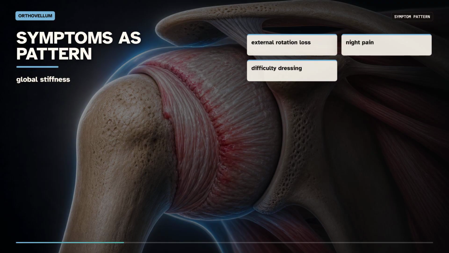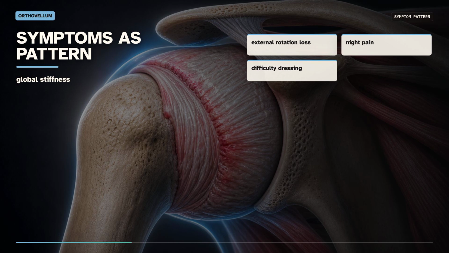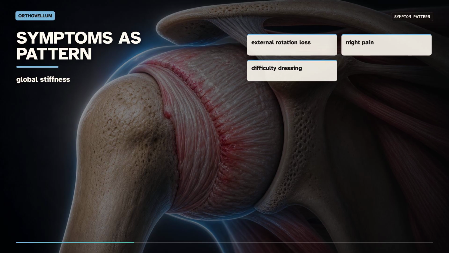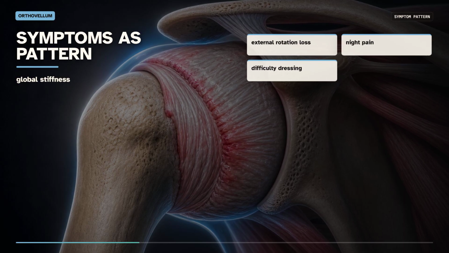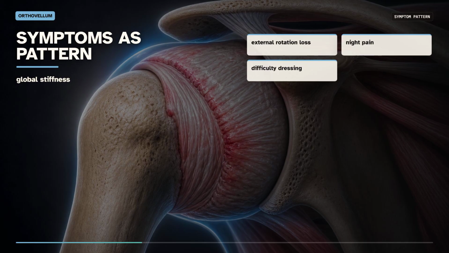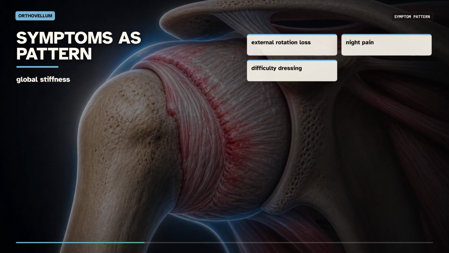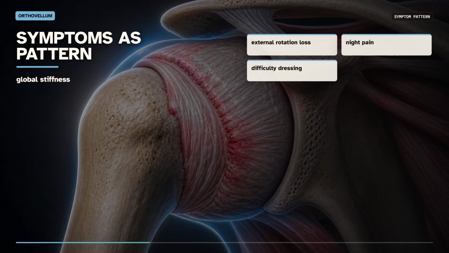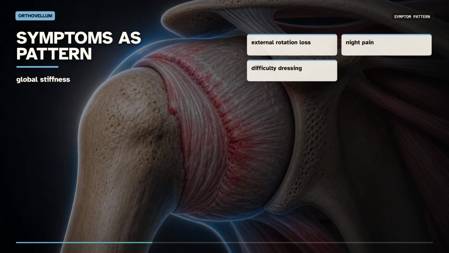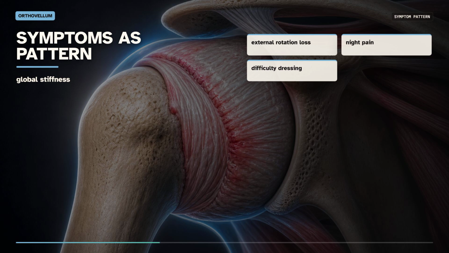The common symptoms cluster around global stiffness, external rotation loss, night pain, difficulty dressing. Symptoms matter most when they form a pattern. One symptom by itself can mislead. A cluster is much more useful. Listen for timing, load, swelling, night pain, mechanical symptoms, and whether the person is losing trust in the limb. Also listen for what the problem has taken away: sleep, walking, work, sport, independence, or confidence. The best history is not a questionnaire. It is a map of what loads reproduce the problem, what settles it, and what function is disappearing.